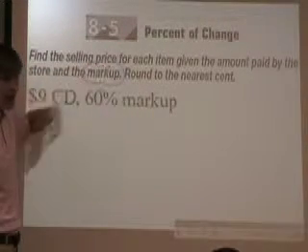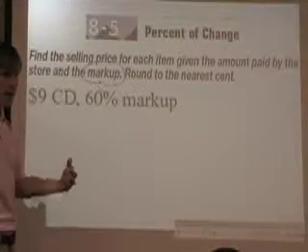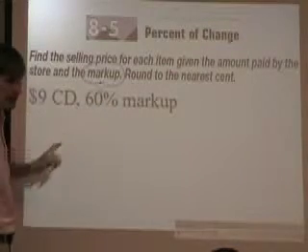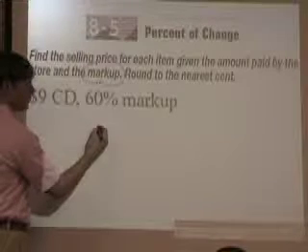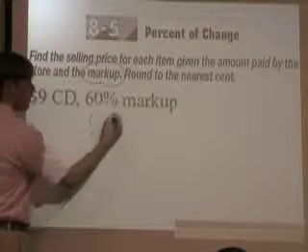Okay? Not for the buyer. Because when I buy it, there's usually a discount. Alright? But when the store sells it, they have a markup to make money. So the first step is to make this a decimal. What is it as a decimal, Shane? 0.6. Step 2 is to do what?